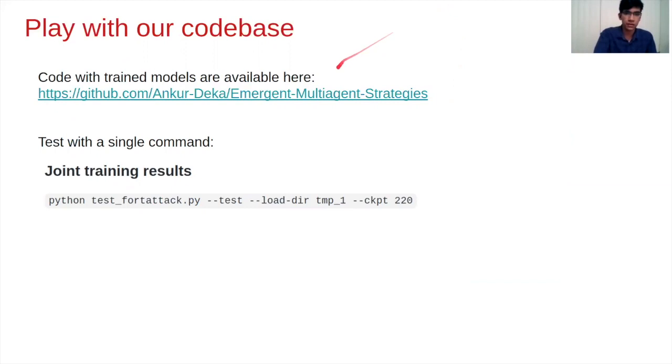So if you like, you can play with our code base. Our code is available in this link. If you don't want to train, it's fine. I have provided trained models using a single line. You can visualize how the trained models operate. Basically, the videos I've shown.